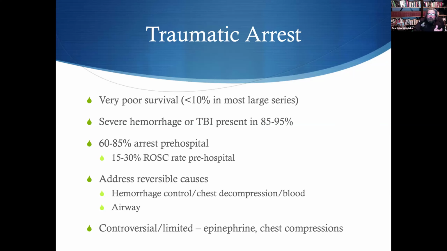We do know in the big series that patients that arrest in the field have an incredibly high percentage of either severe life-threatening hemorrhage or profound TBI. So even in patients that survive, outcome issues become a critical issue, and I'll talk about that a little bit with resuscitative thoracotomy. A lot of these trauma arrests are in the pre-hospital setting. So again, 2/3 to plus of arrests are pre-hospital, and the ROSC rate for pre-hospital trauma arrest is very low, 15 to 30%.